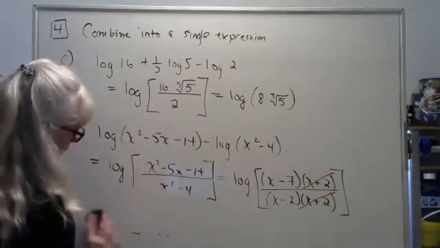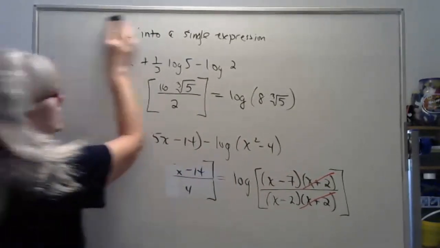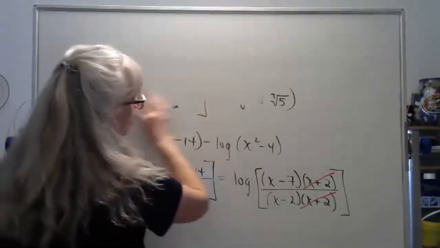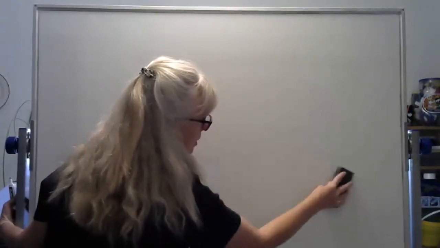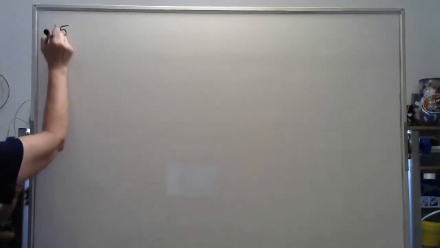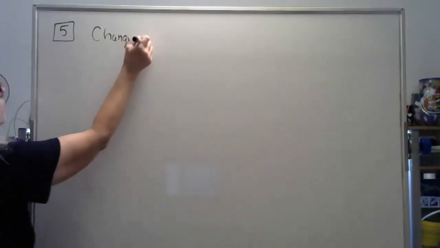And then the final example really dates us in terms of technology, if you ask me. I'm betting in a couple more iterations of the textbook, the change of base formula is not even in the book. So example 5 says to use the change of base formula. That's back on the front page.